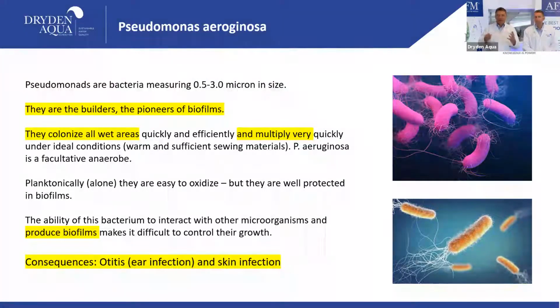They are the pioneers, the first ones colonizing all the wet areas, especially if there is enough food and a good temperature, and then they multiply very quickly. But really the key one is the ability of this bacterium to interact with other microorganisms and to produce biofilms. That makes it really difficult to control their growth. They live in interaction with different species of microorganisms, and this is why they are a key one.